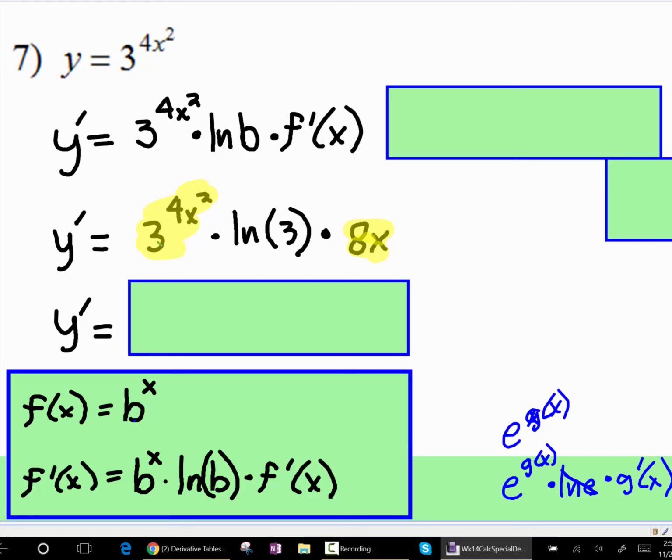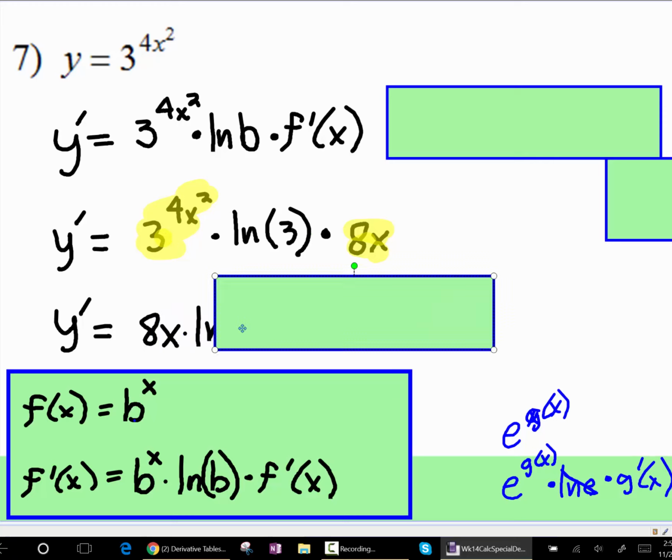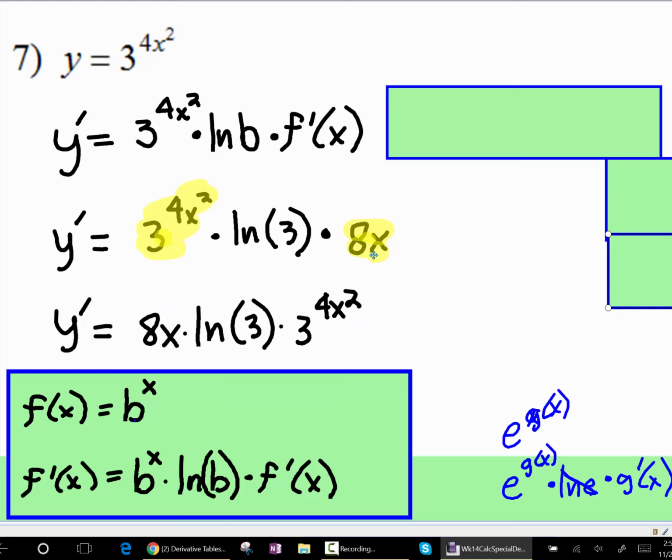we can't simplify 3 to the 4x squared. And because we can't simplify this, we can't do multiplication. So be really, really careful about that. The only thing we're going to do is this 8x is going to be brought around in front, and then this is as simplified as that's going to get.